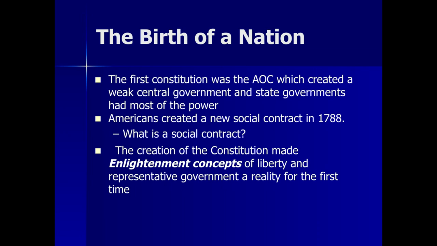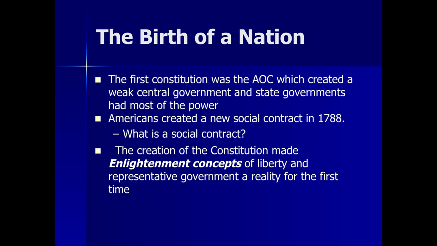And because of its weakness, the Congress is going to decide that they need to come up with a new constitution, a new social contract. And we've talked about what the social contract was. But in 1788, they decide that they need something else. So they're going to create a new document, which is going to be our Constitution, which is still around today. The creation of this Constitution is going to make all of those Enlightenment concepts of liberty and representative government a reality for the very first time.